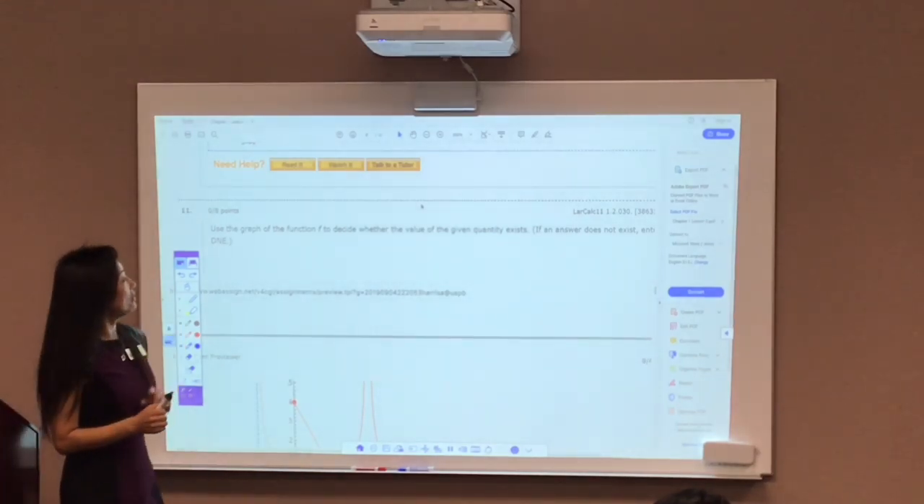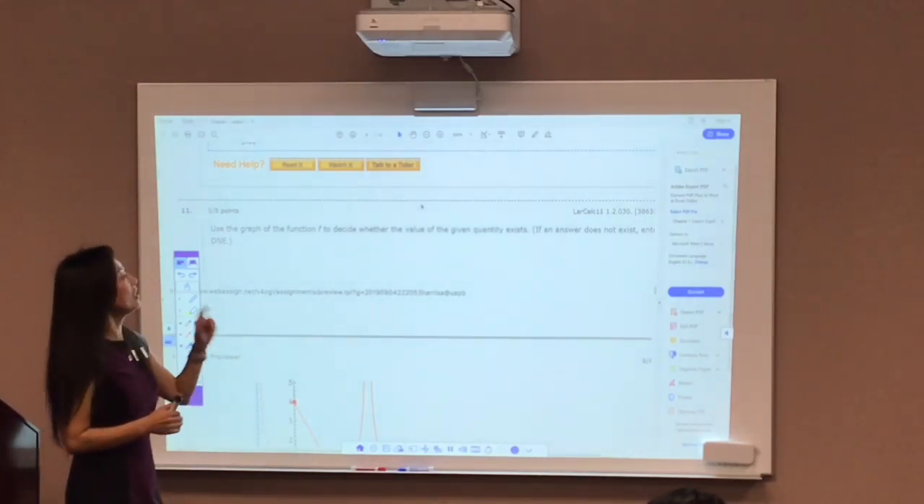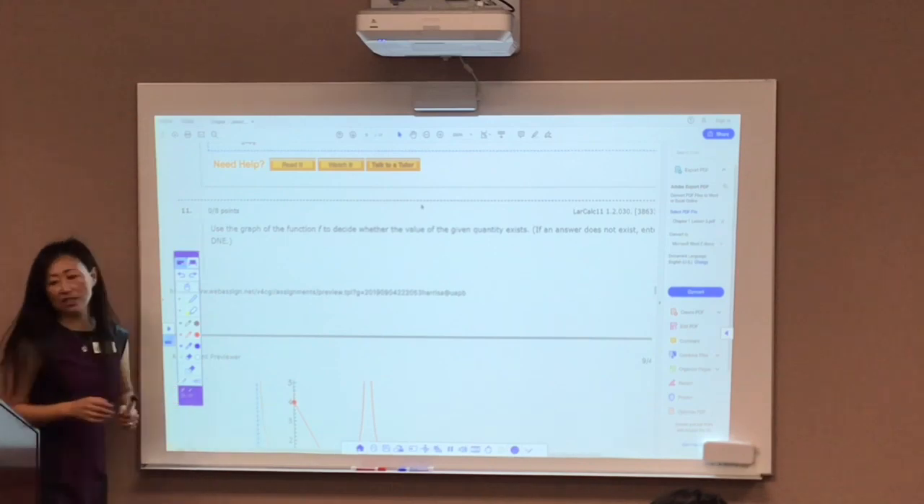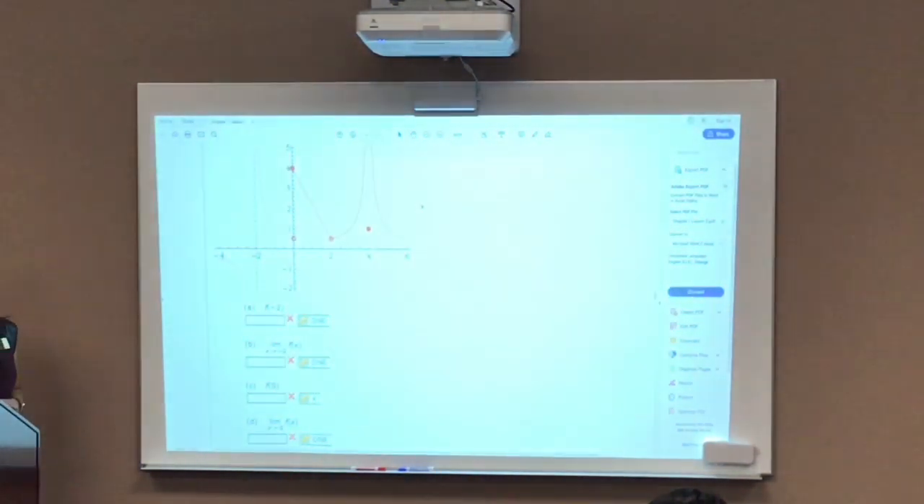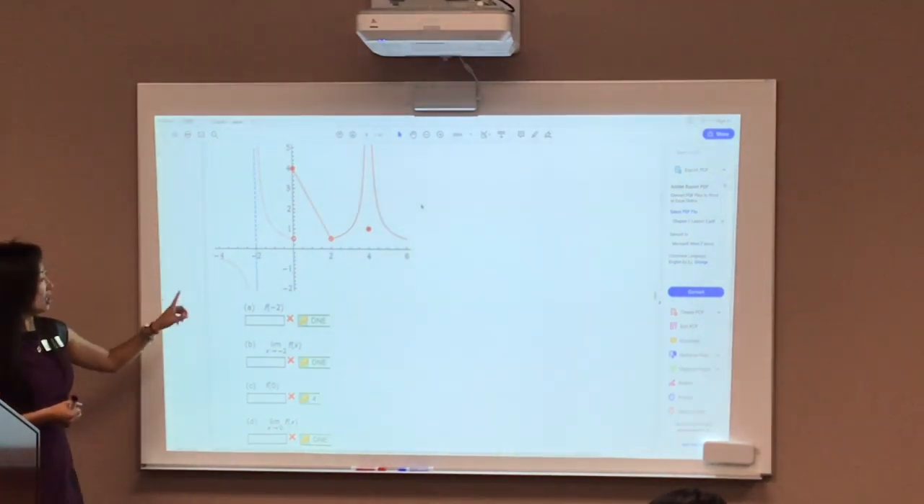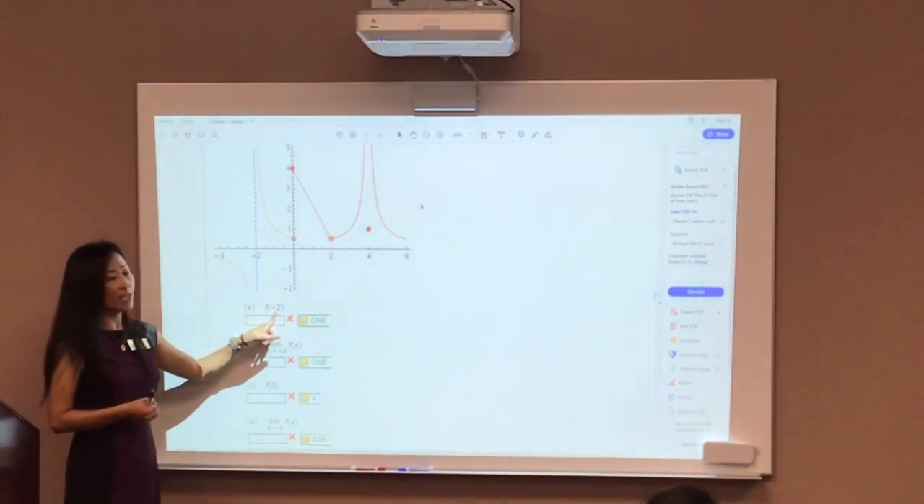Whether the value of a given quantity exists. If an answer does not exist, enter DNE, does not exist. All right, that is your graph. It's asking you f of -2.